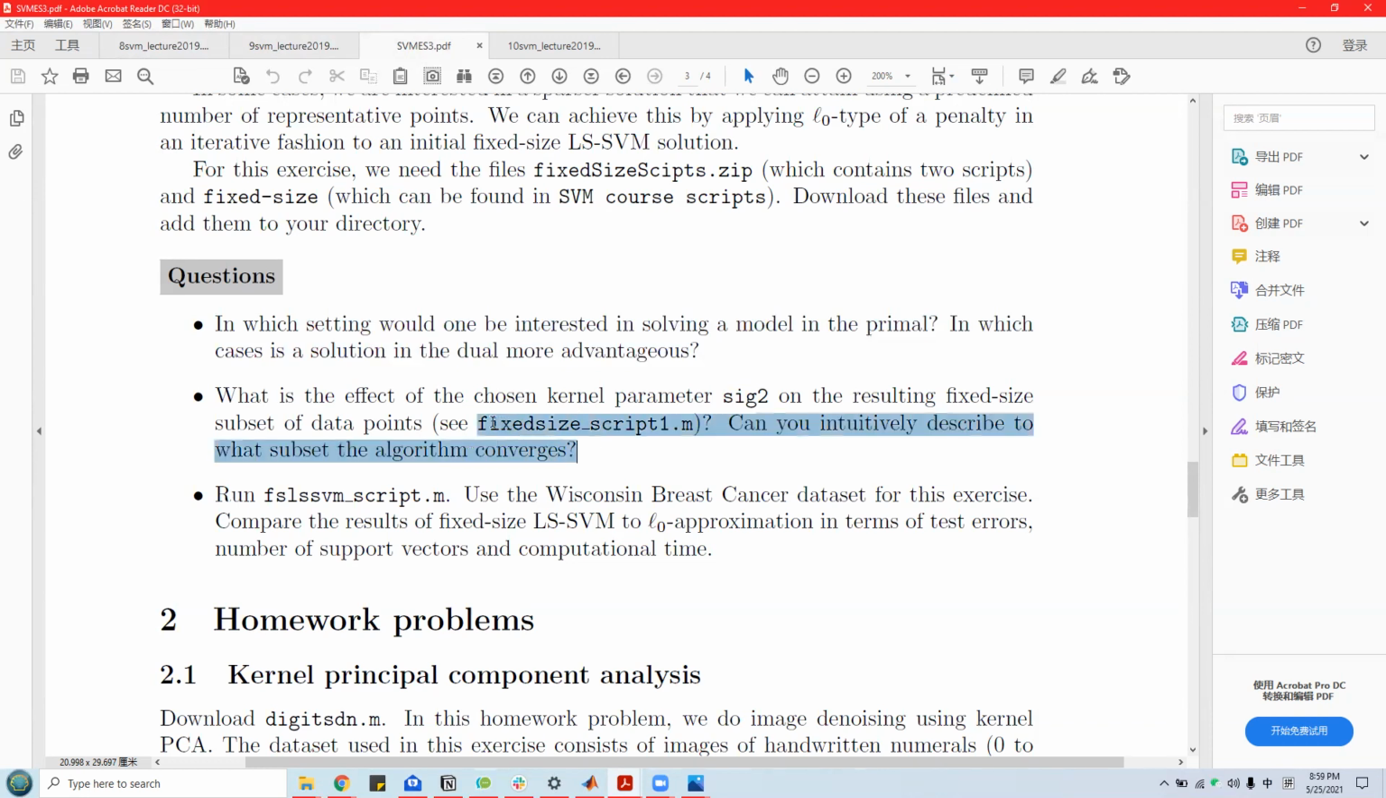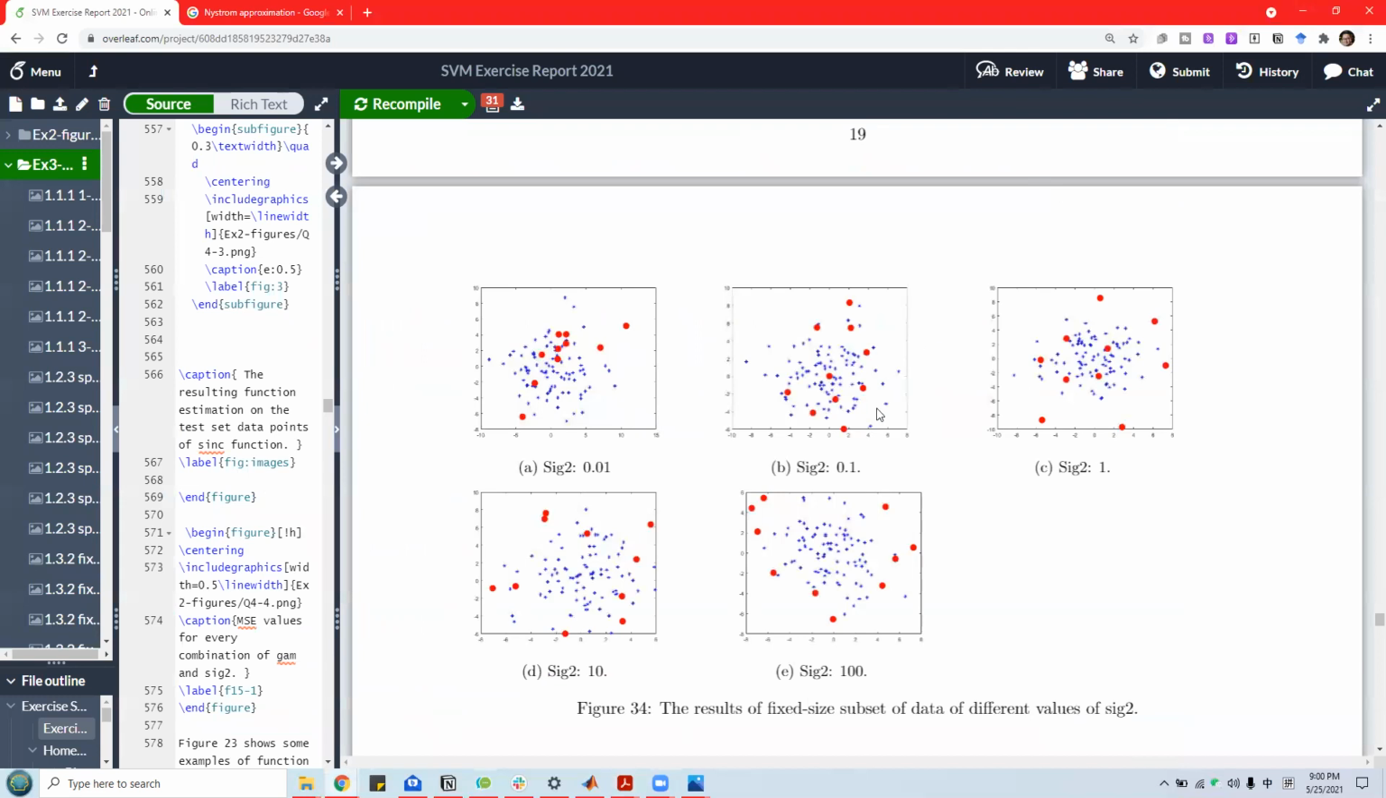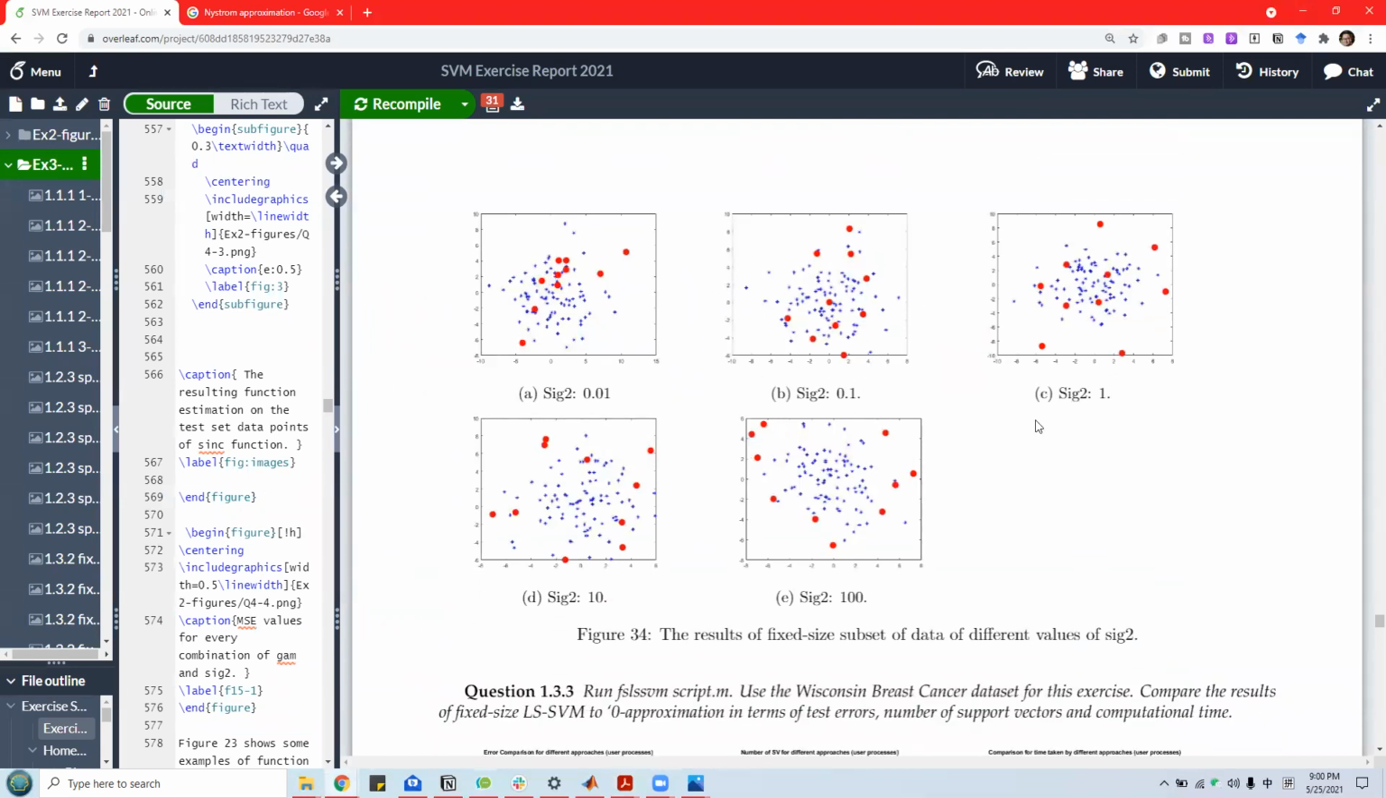So what is the effect of choosing sigma 2 on the resulting fixed size of data points? And can you intuitively describe to what subset the algorithm converges? You just need to change the number of sigma 2 here, and I get something that looks like this.